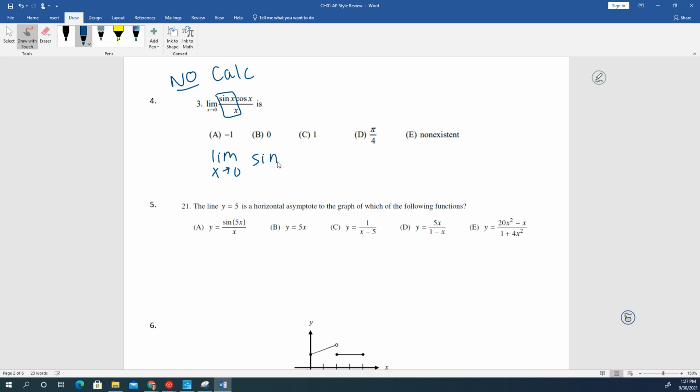Right, this is what we practice a lot of these with our trig ones. This is 1. Here I can direct substitute. You guys know what the cosine of 0 is? 1. So that's 1.